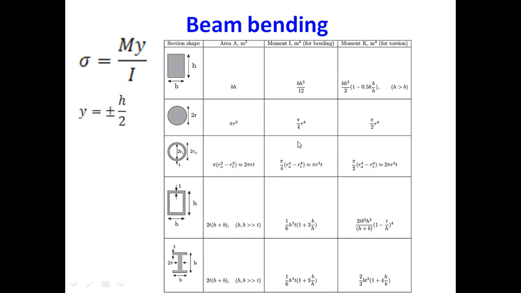So here this column represents the second moment of area I. This column represents the moment of inertia of the beam.